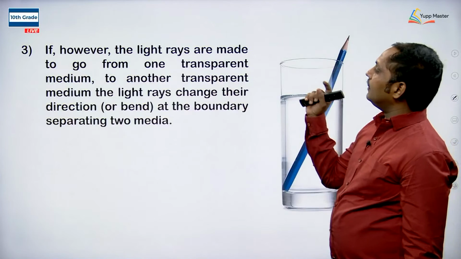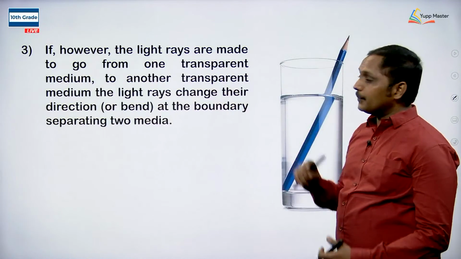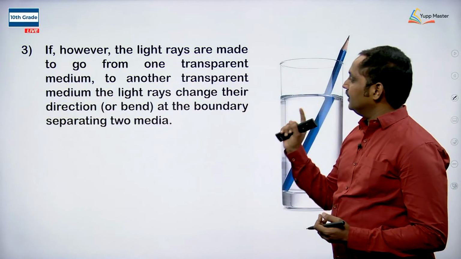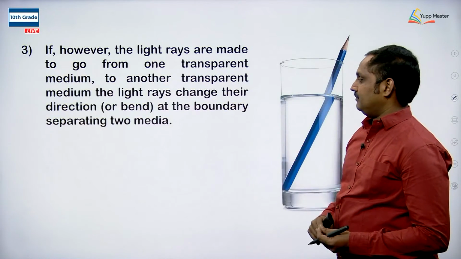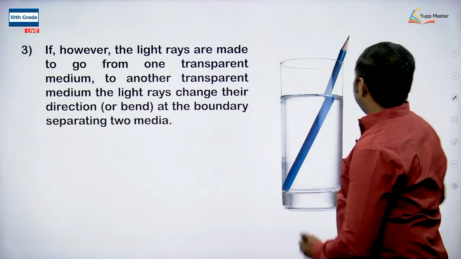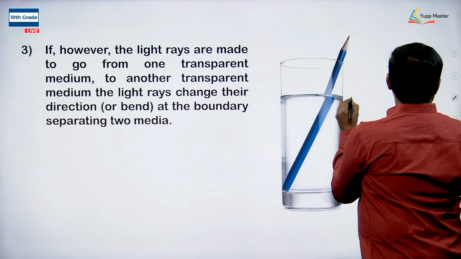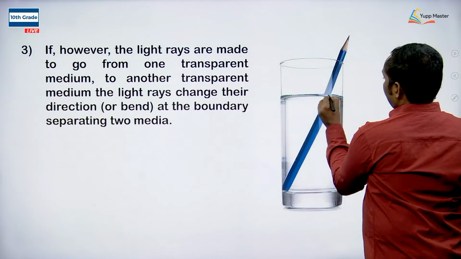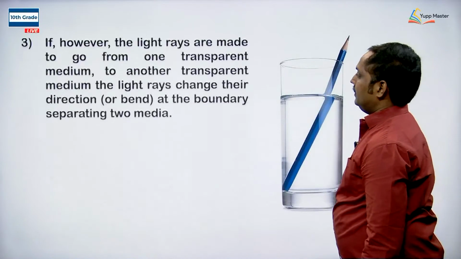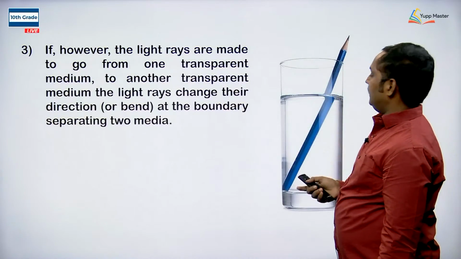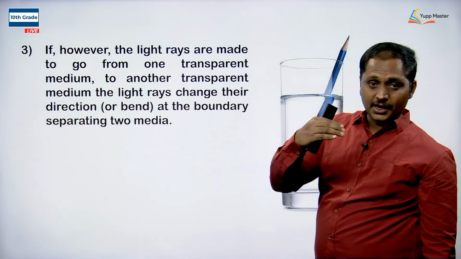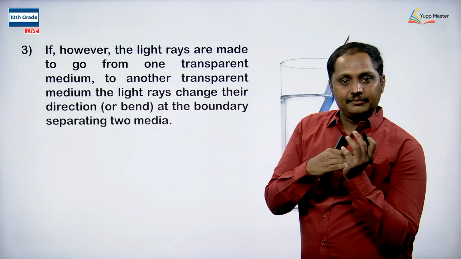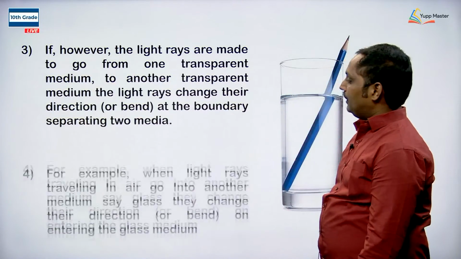However, light rays are made to go from one transparent medium to another transparent medium. The light rays change their direction at the boundary. This is the boundary, let us discuss. At the boundary there exists a change in its direction. At the boundary it is going to start bending. You can confirm. Now, let us go for another one.